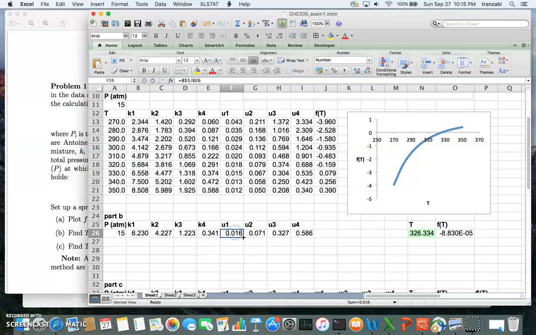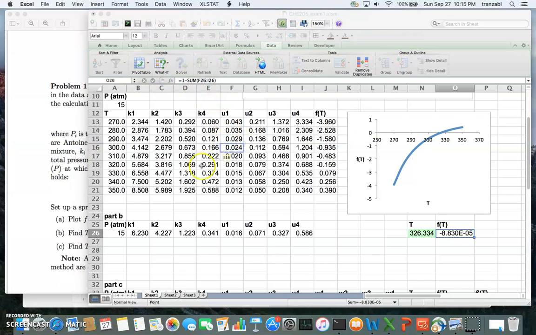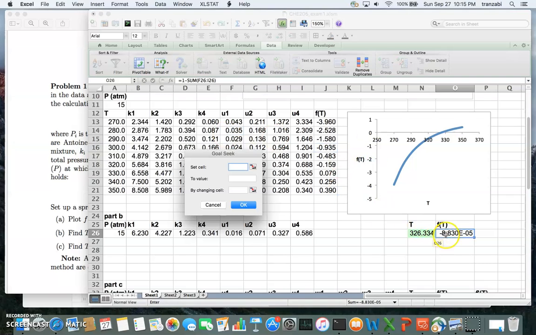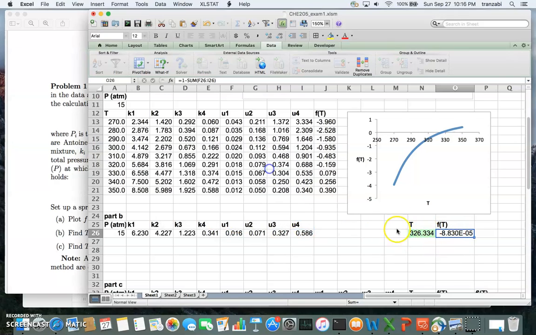Alright, so I'm going to drag this guy also to the right to get U1 to U4. These are all based on temperature that I have here, and then F of t is nothing but the 1 minus sum of the u's. So there you go. We do goal seek. We set this cell, we go to data, what if, goal seek, and then we set this cell to 0 by changing this cell, right? That's the temperature. We go, and that's the solution we get. So you can start with, let's say, 320, like, I don't know, that's a guess.